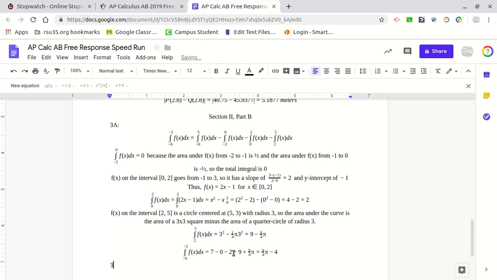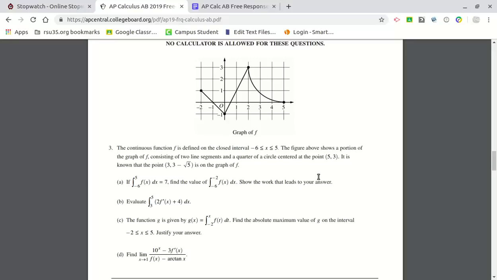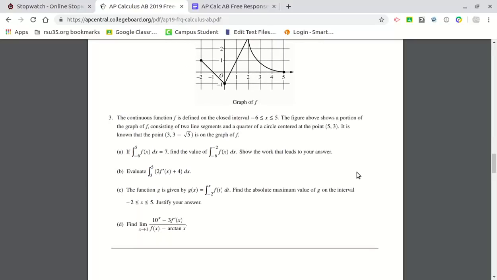That took way too long. How much time do I have left? Oh, that took me 6 minutes. That's a long time. Oh, I have an hour, so I'm good.